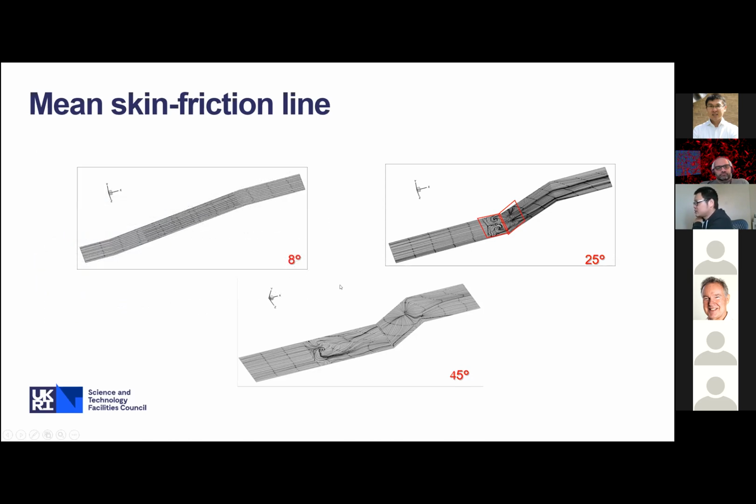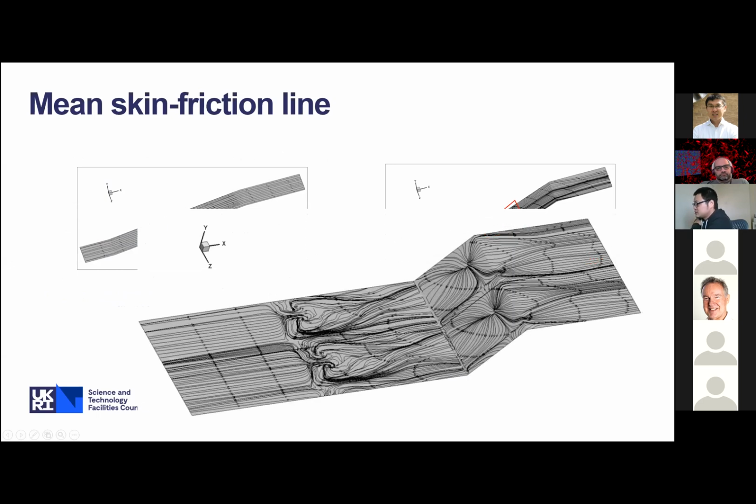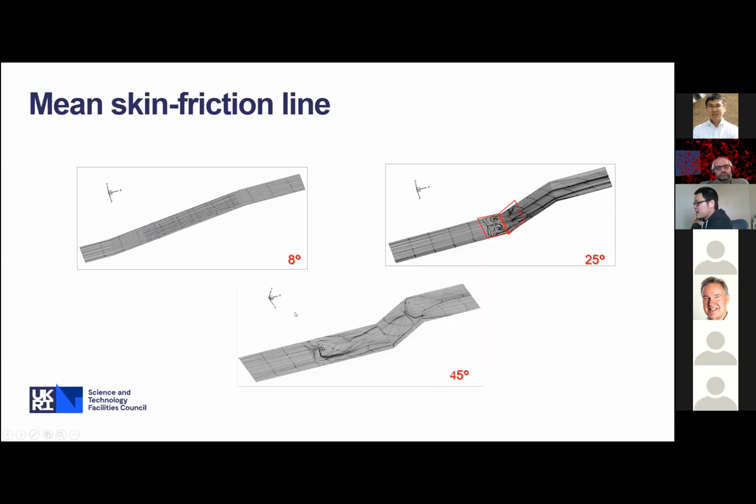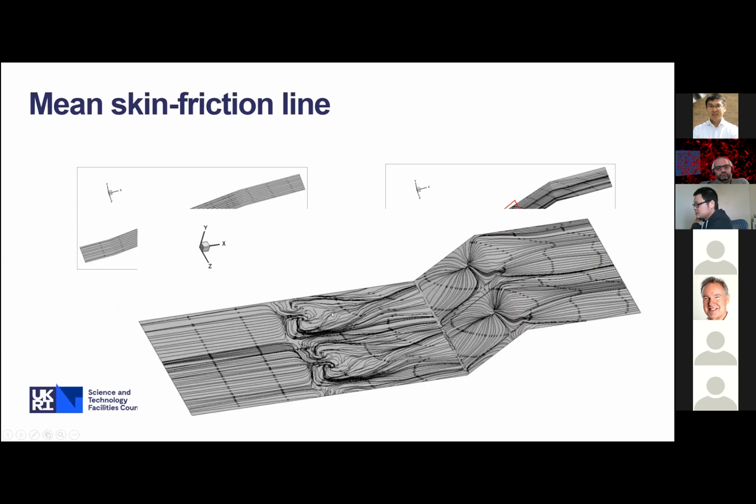For the 45 degrees, the structure is very big, so we have to duplicate the domain in the spanwise direction so that we can see two periodic structures, and the distance between these two critical points is almost 10 times the boundary layer thickness.